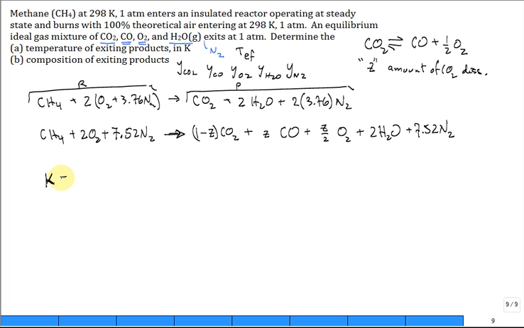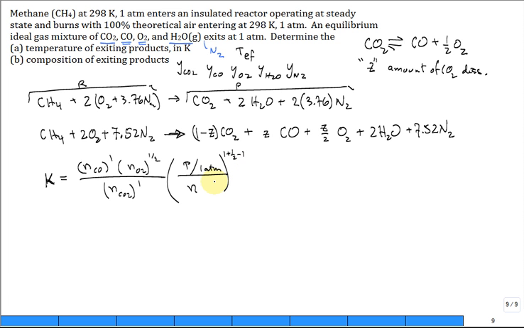It's equal to, and then I look over here and I have the number of moles of CO raised to the power 1 times the number of moles of O2 raised to the 1/2 power divided by the number of moles of CO2 raised to the 1 power. Then I have the pressure divided by 1 atm divided by the total number of moles in my gas mixture. Then I have it to the 1 plus 1/2 minus 1 power. I just applied our equilibrium equation we've done before.